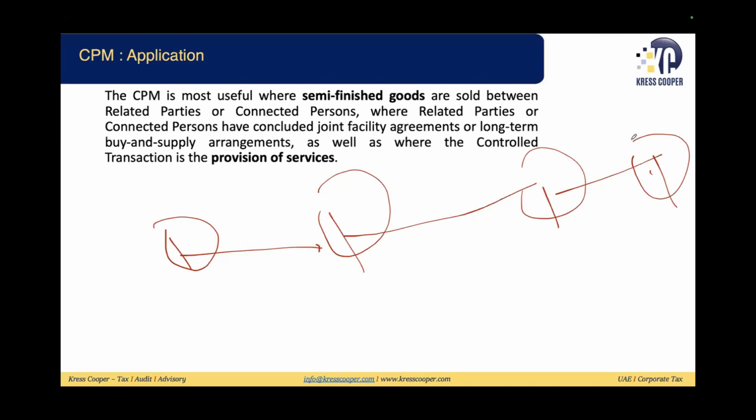So principally this method is applicable where semi-finished goods are being transferred between related parties or connected persons. Second, if you are providing services, you need to calculate the cost of the services and apply the markup. It should be your arm's length price. So this method is applicable in two cases: where semi-finished goods are being transferred, and where services are being provided.